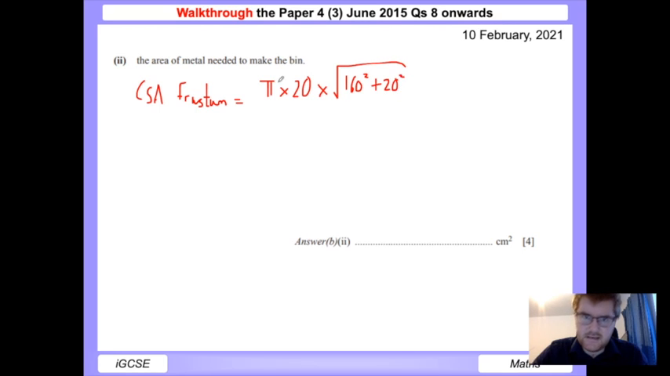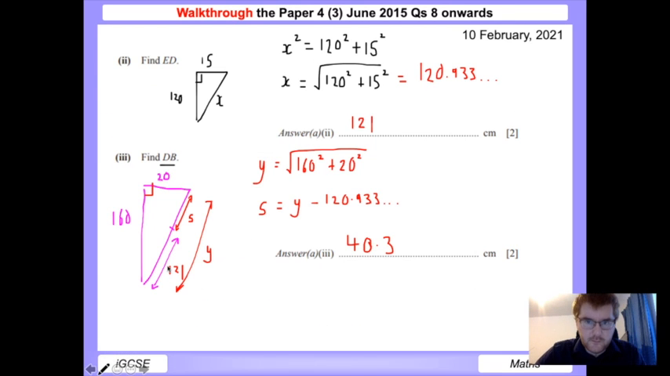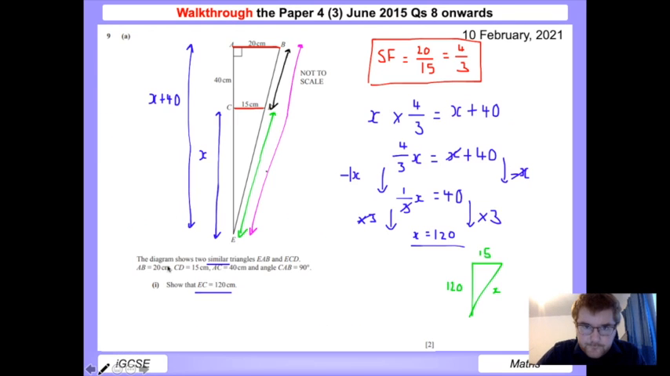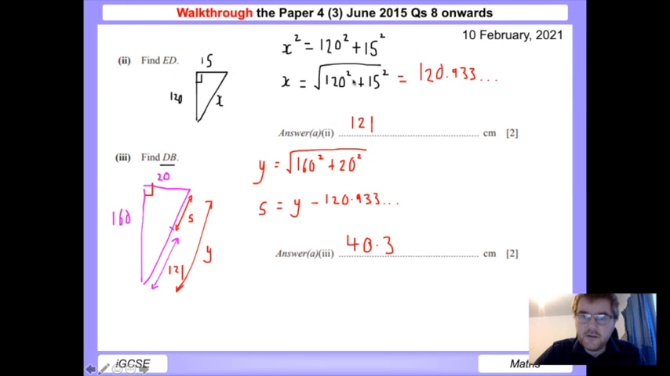So that's the curved surface area of the larger one. Then we're going to minus the surface area of the smaller one. So that was pi times 15 times the diagonal length. So let's go back. I think it was ED? It was ED, so it's this one here.